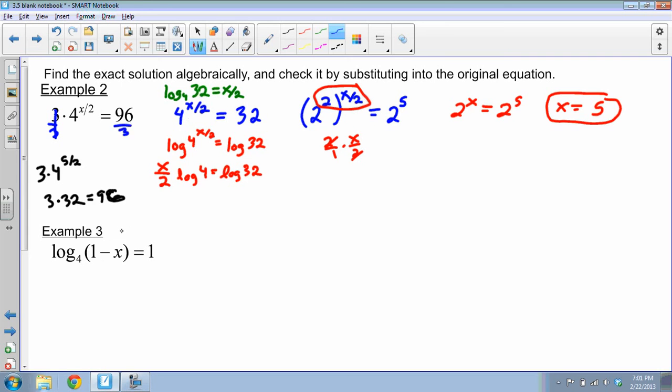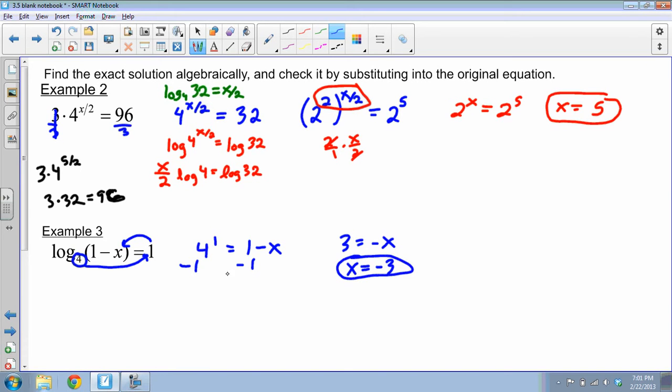Example 3. Now, this time we have a logarithm, and a lot of times when they start off giving us a logarithm, the most helpful thing to do is to switch it to an exponential equation. So we start with this base, we go around, and this is our exponent, and then it equals this. It goes in a circle. And so 4 to the first power is just 4, so let's subtract 1 from each side. That gives me 3 equals negative x, which means x equals negative 3, because I divide each side by a negative. So x equals negative 3.